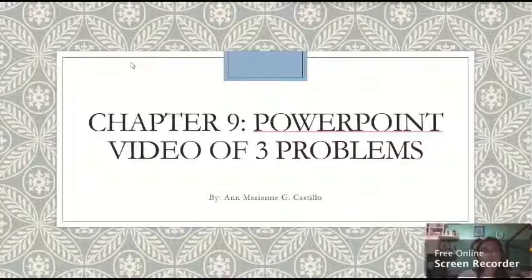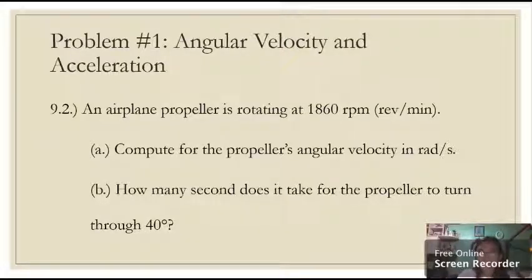For our first problem, which is problem number 1, it is related to angular velocity and acceleration. So an airplane propeller is rotating at 1860 rev per minute. Compute for the propeller's angular velocity in rad per second and the time it takes for the propeller to turn through 40 degrees. So we need to compute for the angular velocity in rad per second, and we also need to solve for the time it takes for it to turn through 40 degrees.